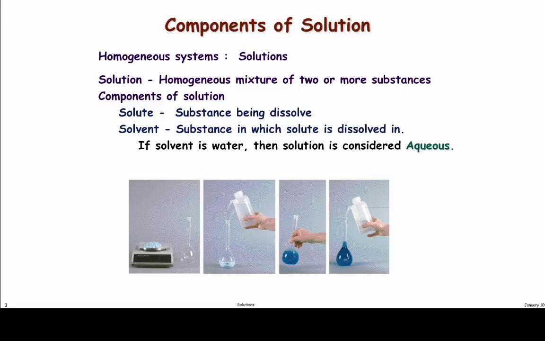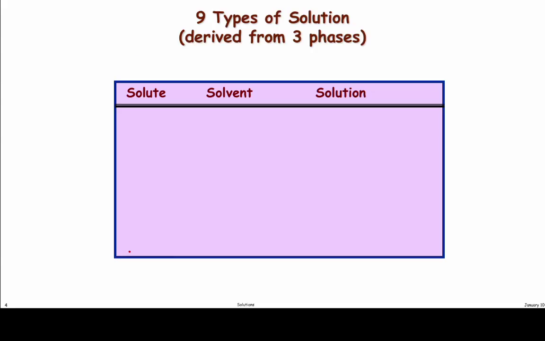Now, if you know the mass and you know the volume, you can actually calculate the concentration of the solution, which we will see later in this particular chapter. So, what types of solutions are there? Well, the solution is dependent on the solute, the component that's being dissolved, and the solvent, the component that does the dissolving. Together they form the solution.